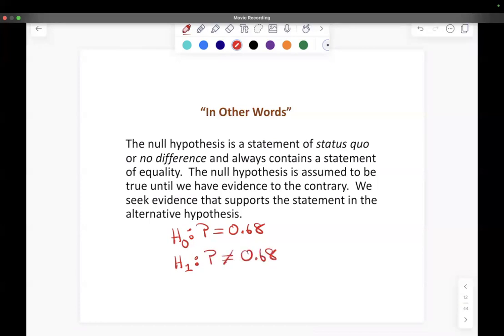Notice both of them have the P and both of them have the 0.68. The only thing that's different is the equals and the not equals. This sign changes. This is always equal. And this one is going to be either less than, greater than, or not equal to. Those are the three things possible right there.